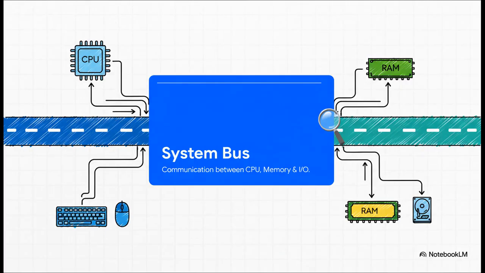So how do all these different parts talk to one another? Well, they all get on the system bus. It's basically a communication superhighway, a whole bunch of electrical pathways that connect the CPU, the memory, and the I/O, letting them all exchange data. Without the bus, you just have a box full of very expensive, very disconnected parts.